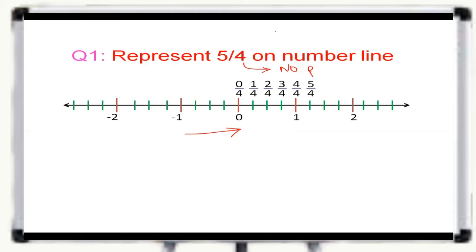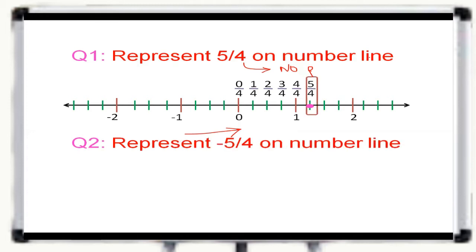So here we have to show the rational number 5 by 4. We have to take a point on the number line at 5 by 4. Then we have to highlight 5 by 4 with a rectangular box. Now take another question, question number 2.